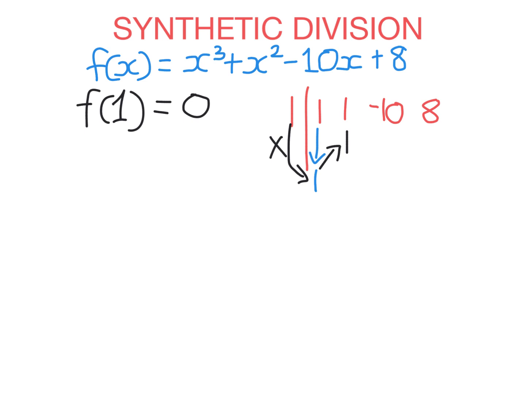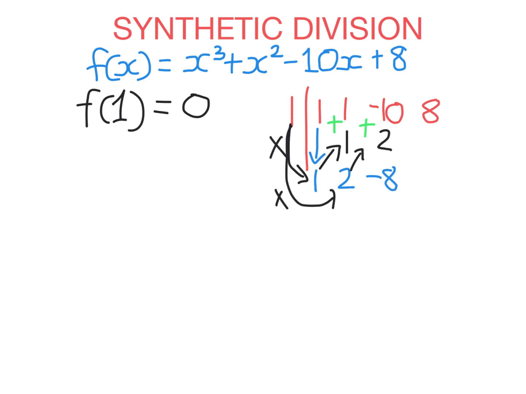Now, when we're calculating the remainder in synthetic division, we add rather than subtract. So 1 plus 1 is, of course, 2. Whenever we have a number down here, it gets multiplied by the root. So 1 times 2 is 2, and we write that up here. Once again, we add to calculate the remainder. Negative 10 plus 2 gives us negative 8.